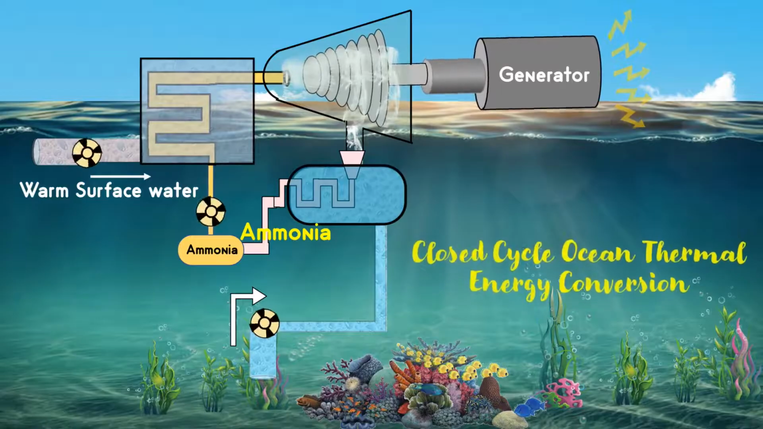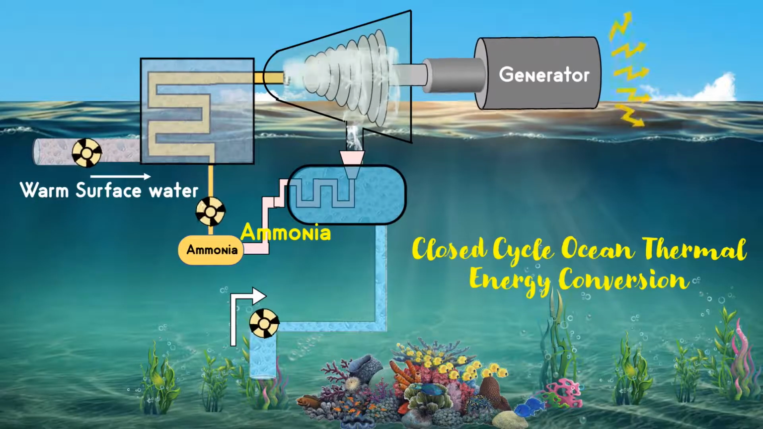This is called closed cycle ocean thermal energy conversion, as the ammonia remains in a closed system and circulates continuously. Even though the size of the turbine used here is smaller than the size of turbine used in the open cycle system, we don't get the desalinated water from this system.